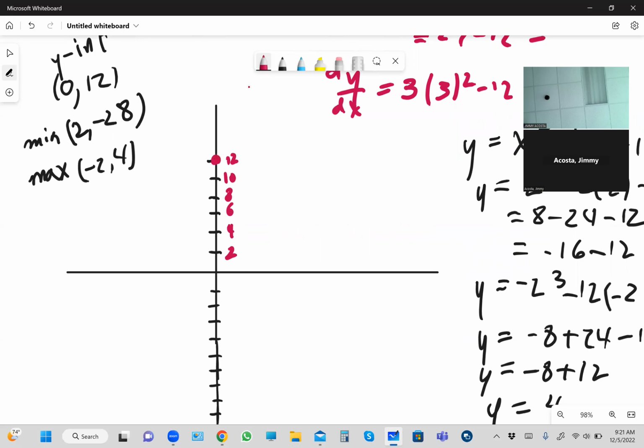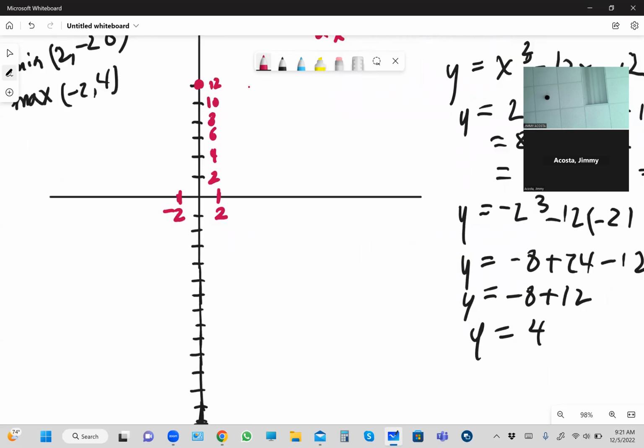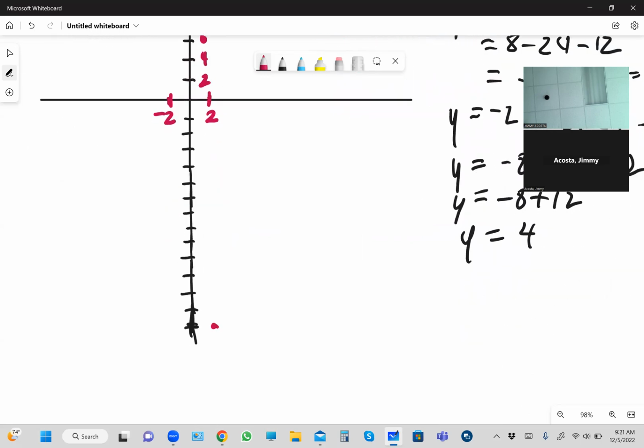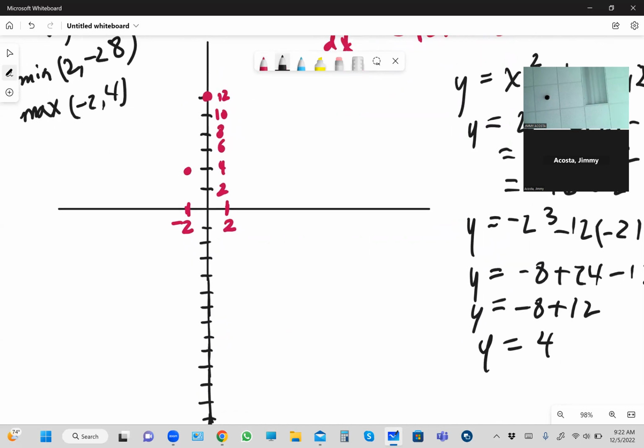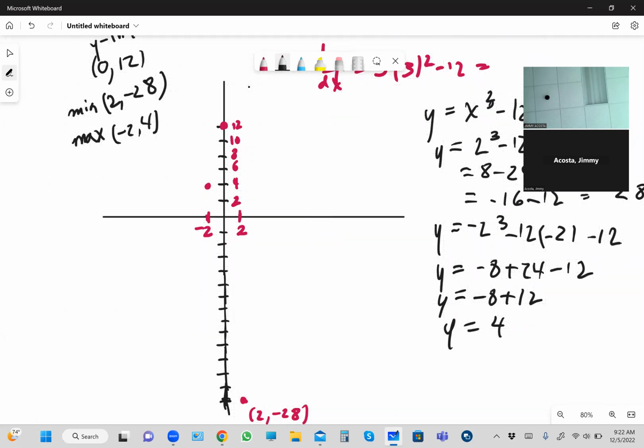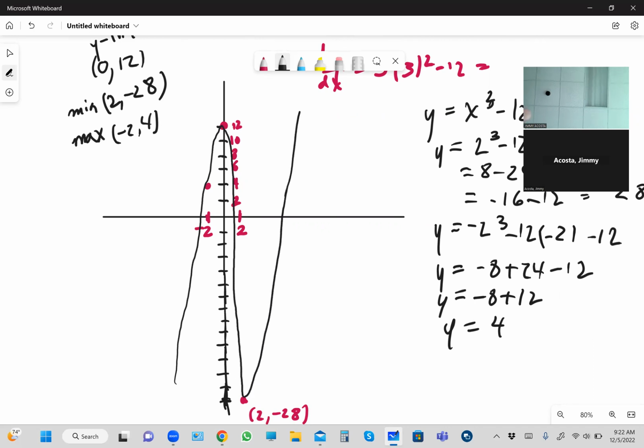So here it is. I'm going to pick the same scale here, 2. -2. 2, -28 goes down here. And then we have -2, 4. So it does this. Here. Here. And here. That's how the sketch should look.